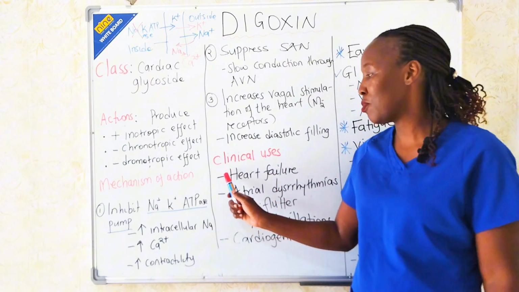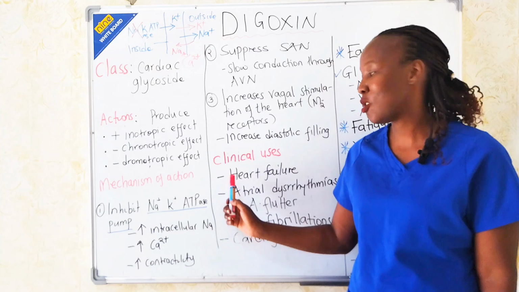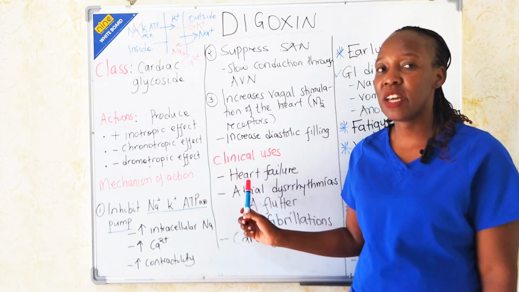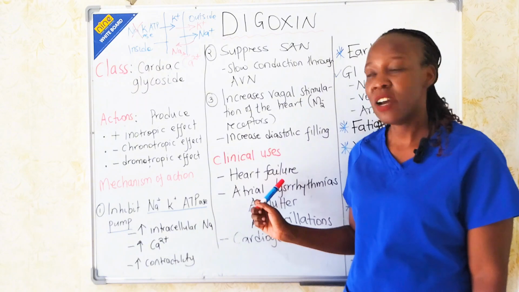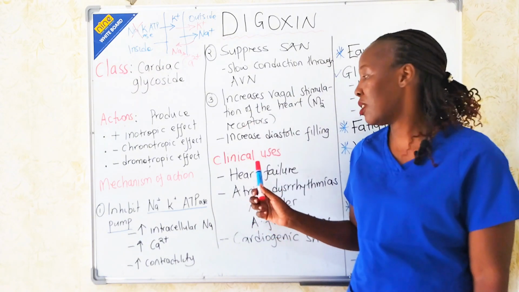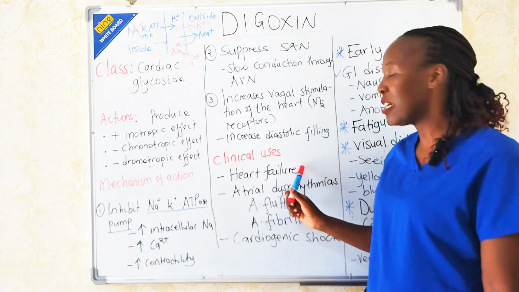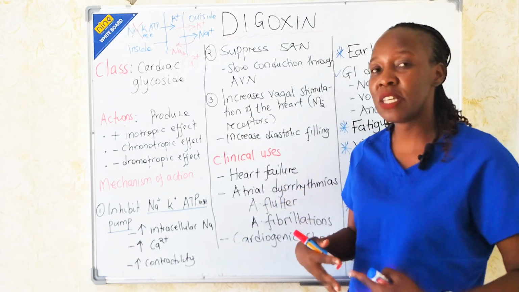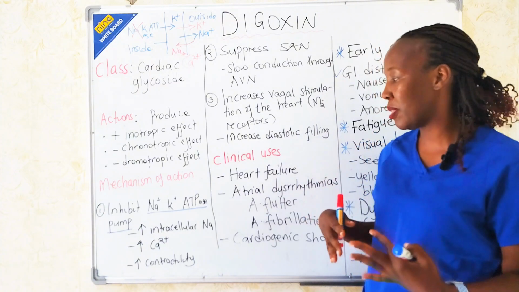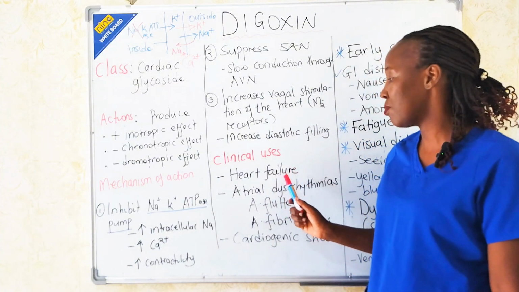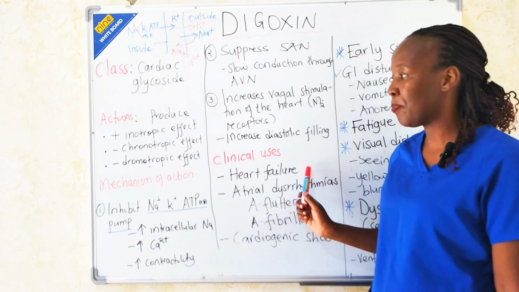In fact, if we were to be very precise and specific, we would say digoxin is used in systolic heart failure. And in heart failure, once we use digoxin, because we are going to have an increase in perfusion of the kidneys and therefore losing the excess fluid that was held up in the body, we are going to have an improvement in the signs and symptoms of heart failure.